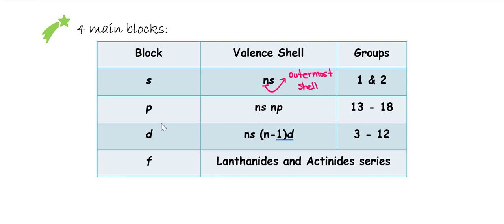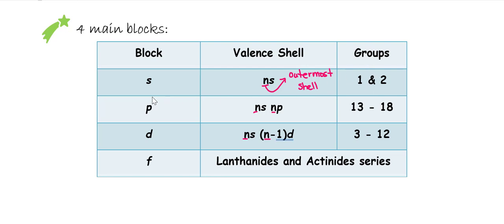For P block, it is ns and np. So again, n here indicates the outermost shell. For D block, it is ns and (n minus 1)d. So again, n here represents the outermost shell.